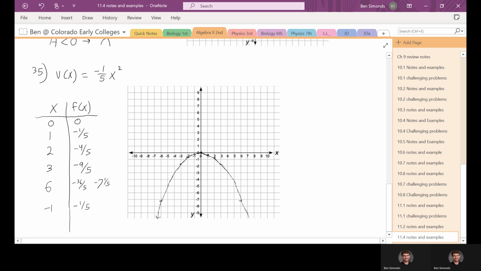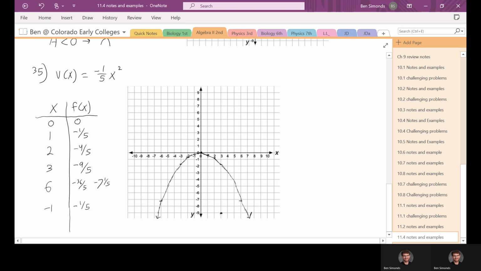So you can see it's gotten quite a bit wider, right? Normally, if we didn't have the 1/5 here, if it was just negative x squared, 3 squared is 9, and negative that would be negative 9. So normally we'd be hitting about here, but we've gone out wider. Our parabola has gotten fat, right?